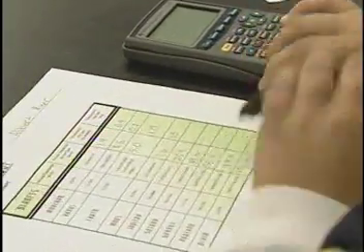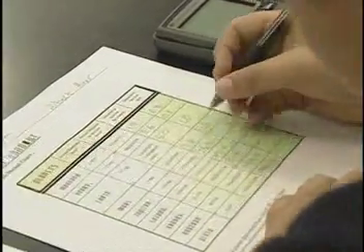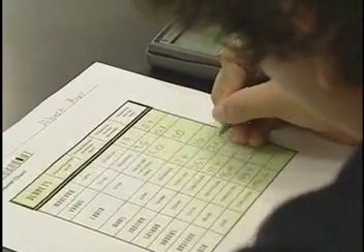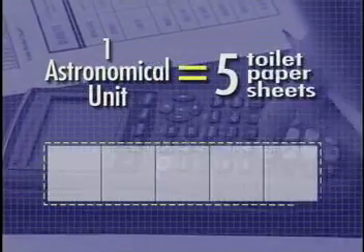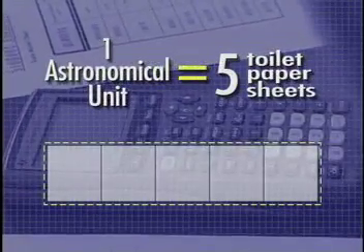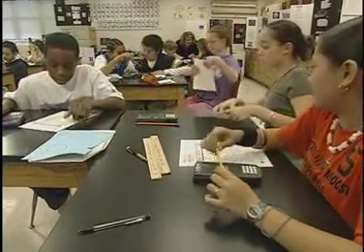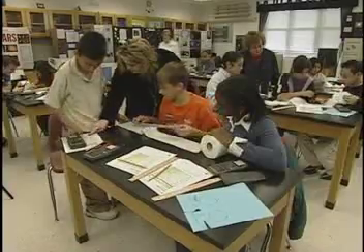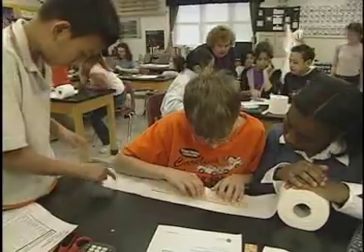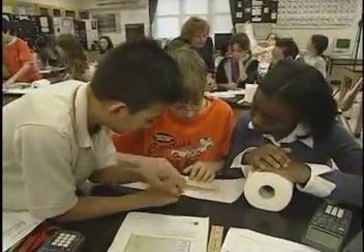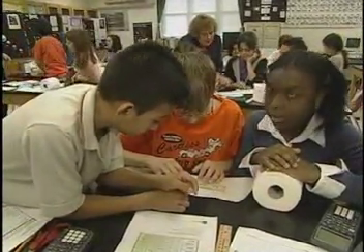Next, you will complete column 5 on the scale model chart. The scale needed to complete this column is 1 AU, or astronomical unit, equals 5 toilet paper sheets. Groups should check each other's work to make sure all values are correct. After completing the scale model chart, each group should roll out the number of toilet paper sheets needed for its assigned planet. Now it's time to head to the staging area.